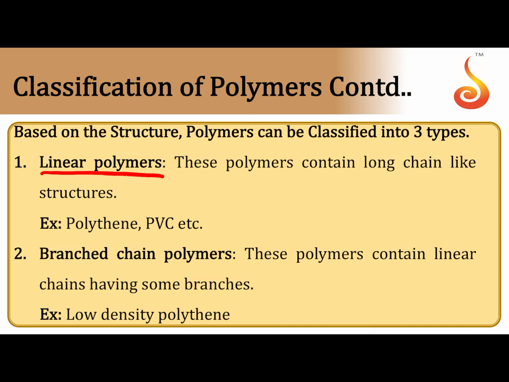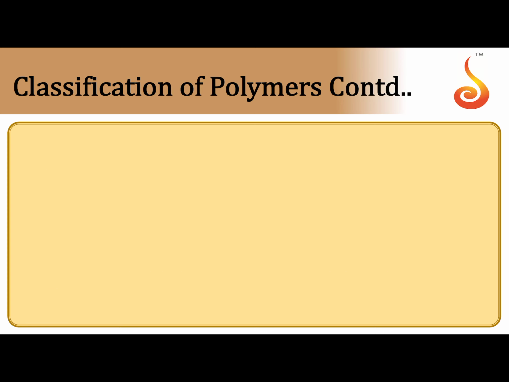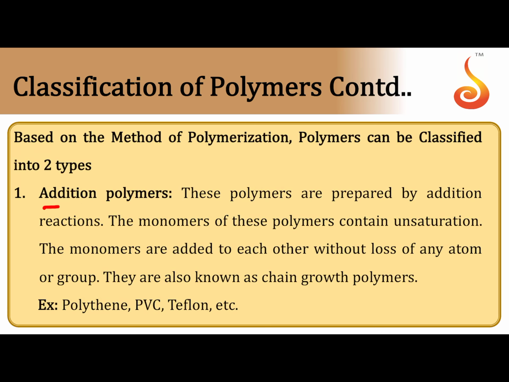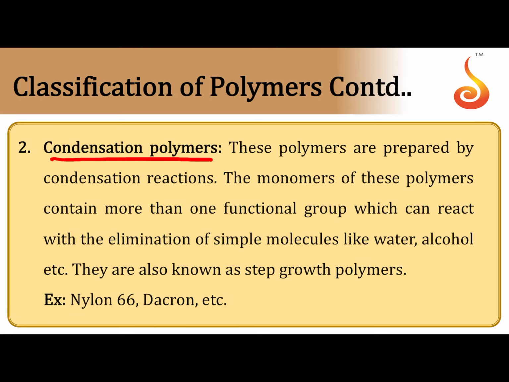Next, based on structure: linear polymers, branched polymers where branches are there, and cross-linked polymers, with a number of branches, and with the branches also the chains are linked with one another to give a network. They are three-dimensional network polymers. Example, bakelite. Based on the mechanism of formation, polymers are divided into two types: addition polymers as well as condensation polymers.